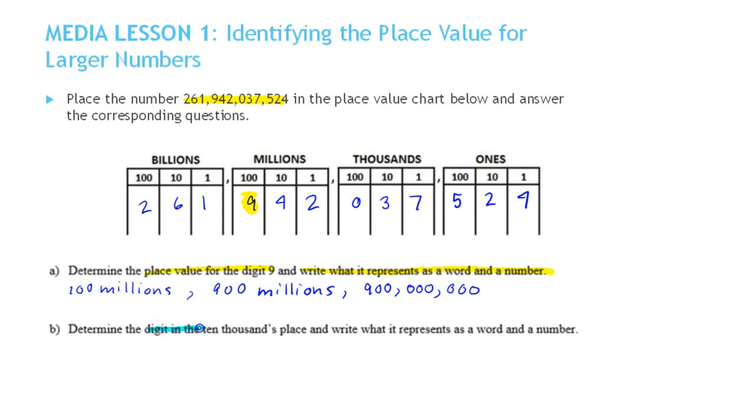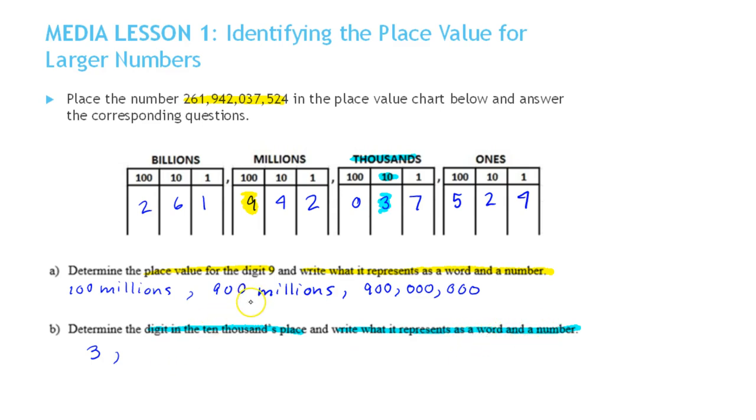Determine the digit in the 10,000s place and write what it represents as a word and a number. So now we're not given a digit, we're given a place value. So 10,000s, well, here's the thousands, and here's the 10,000s place. So the digit is 3. So the digit in the 10,000s place value is 3.